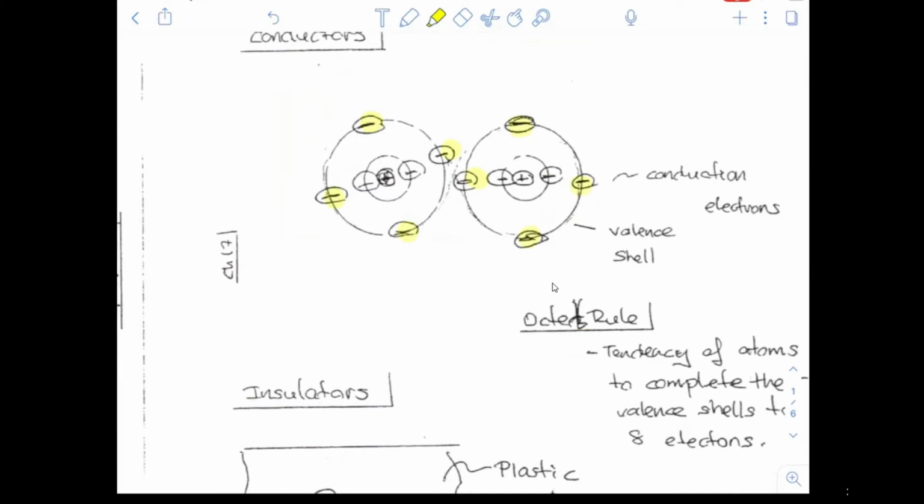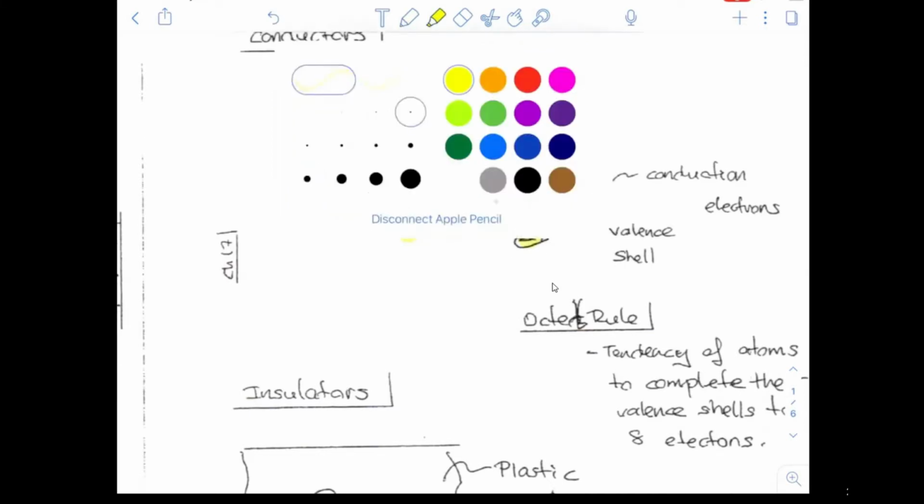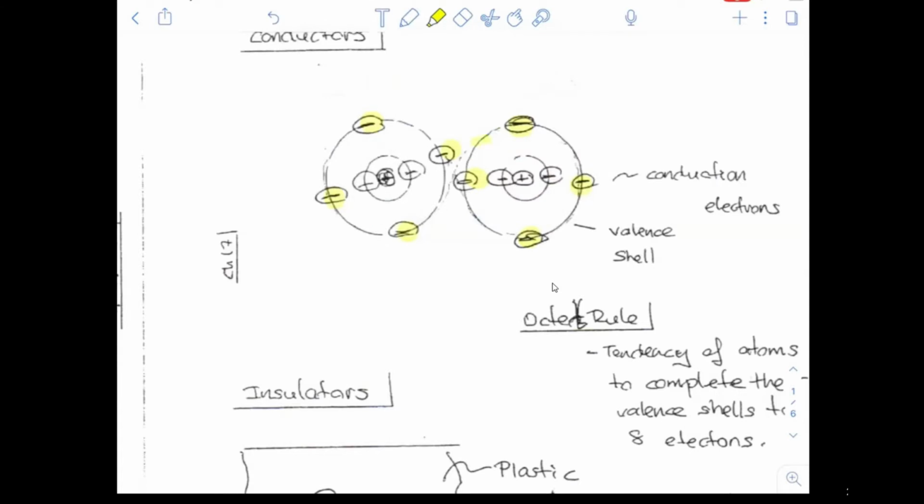It's not happening. Both of them got 4, and both of them will need 4 more electrons. So what they do is they will share electrons. In the outermost shells, the electrons will jump from one atom to the next one. These are known as the conduction electrons, so they are free to move.